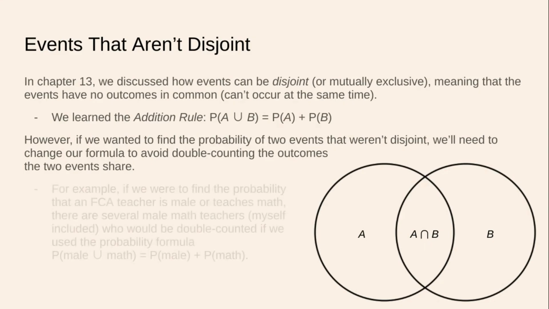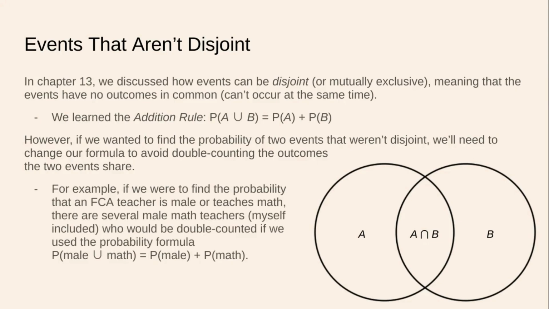I could explain this with an example. If we were to find the probability that an FCA teacher is male or teaches math, so whether you're male or teach math, we want to find the probability you fit one or both of those categories. There are several male math teachers, myself included, who would be double counted if we just use the probability formula. Probability of male or math equals probability of male plus probability of math. I and every other male math teacher at FCA would be considered in this probability and in this probability, even though we should only be counted once.